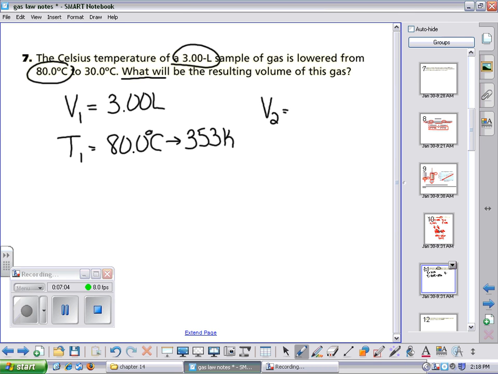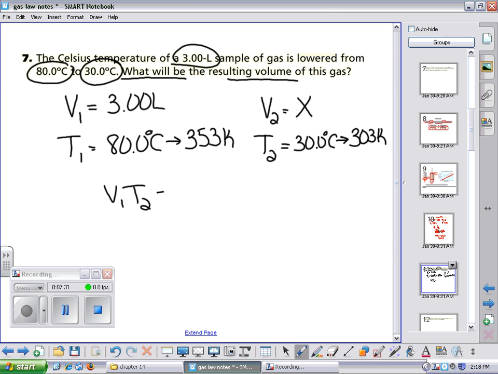The new volume, that's the question. What will be the volume? So we don't know. And the new temperature, you went from 80 to 30. So 30. Change that to Kelvin, and that is 303. This time, let's use the cross-multiplied equation. So we have V1 T2 equals V2 T1. So this one's been cross-multiplied. If you like this one better, that's great.